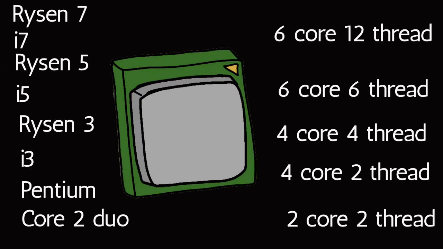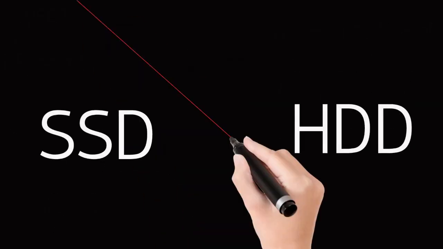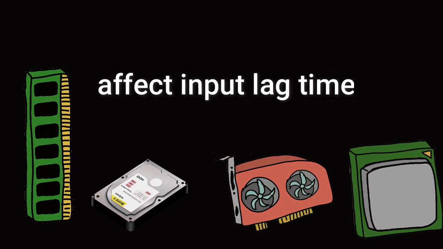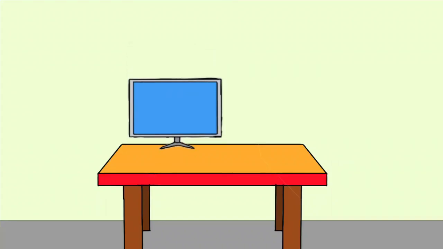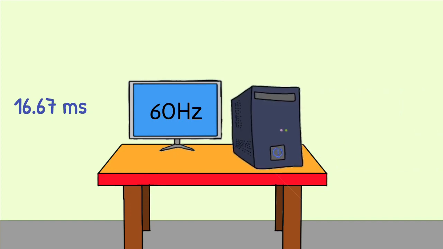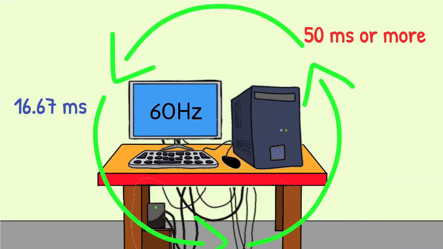But input lag isn't just dependent on the monitor. The processing power of the CPU, how many cores and threads it has, SSD or HDD, how many GB graphics card, how many GB and which version of RAM, etc. also affect the input lag time. That's why even though the input lag of a 60 Hz monitor is 16.67 milliseconds, the input lag of the entire computer system increases to 50 milliseconds or more.